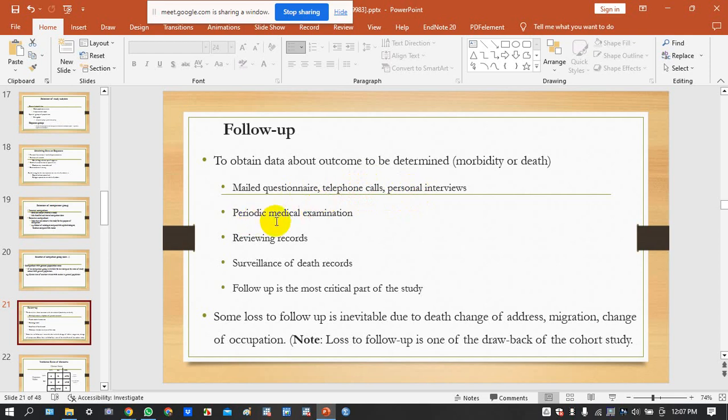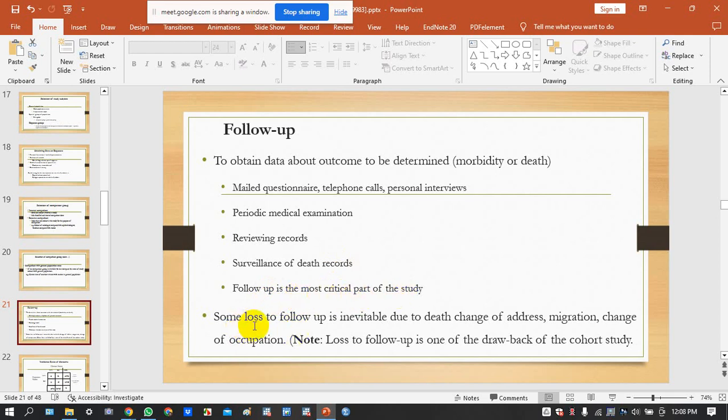You can be doing periodic medical examination for them. So first trimester, you did medical examination, you did blood pressure, you took their blood sample. Second trimester, you go back and do the same. Third trimester, you do the same. Then you also review hospital records about the patient. Look at the patient folder, delivery registers, and other things. You survey the death records also, that's what killed the person. You look at the cause of death, and other events that led to the person's death. Then the follow-up is the most critical part of the study.